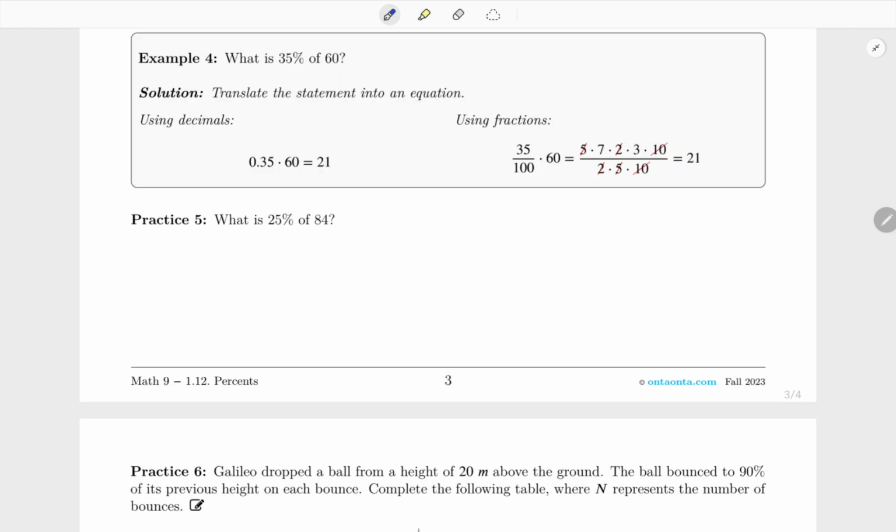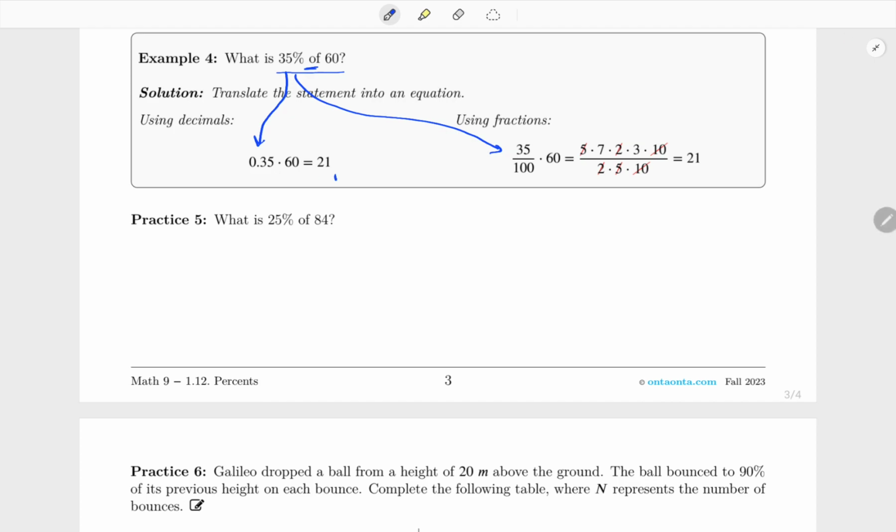We will often be asked to find a percent of a number. To do that, we simply change the percent to a decimal by dividing by 100, or to a fraction, 35 out of 100. Of means we multiply times 60.